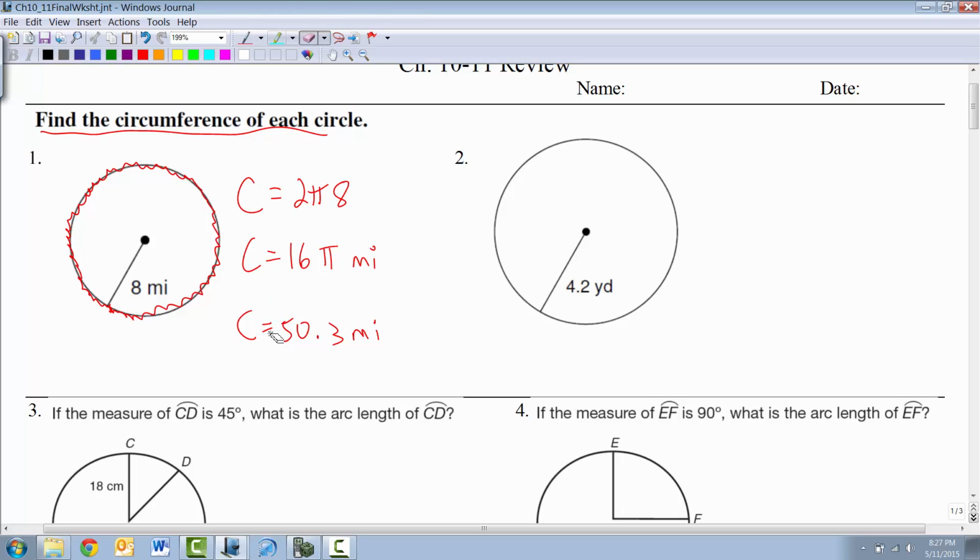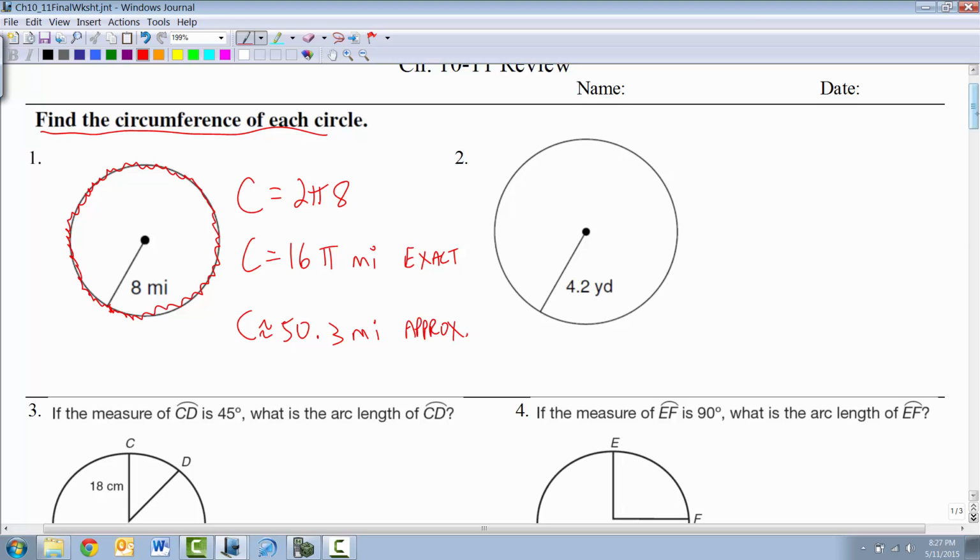Now it didn't say to do that up there, but I'm practicing both so that you're aware of that when it gets to the final in two weeks or a week and a half. This is the exact answer. That just means you leave pi alone as a symbol, even though we all know it's approximately 3.14. And then this is the approximate answer.